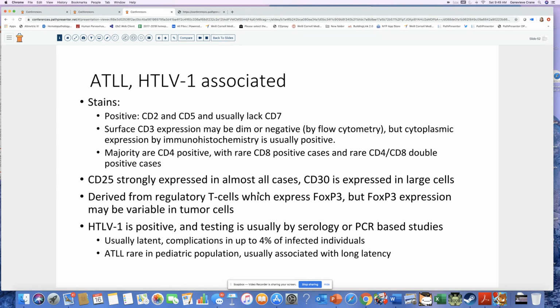Now, of note, a large population may be infected with HTLV-1. It usually remains latent. Complications, which vary, may be seen in up to 4% of individuals. So the lymphoma is still relatively rare, even within potentially affected populations. And it is extremely rare in pediatric populations. It's usually associated with a long latency.